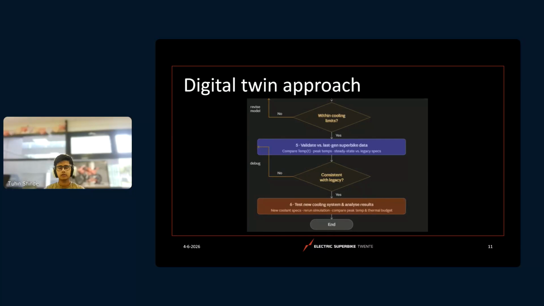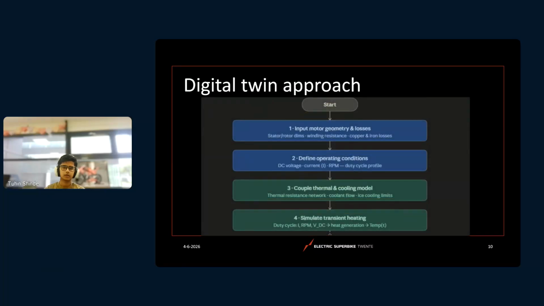So after the first results are in, we try to see if these are within the cooling limits. Let's say if your copper pipe heats up to 800 degrees Celsius, you know that that is not the case and there's something wrong in the model. So you go back and you start again with the motor geometry.